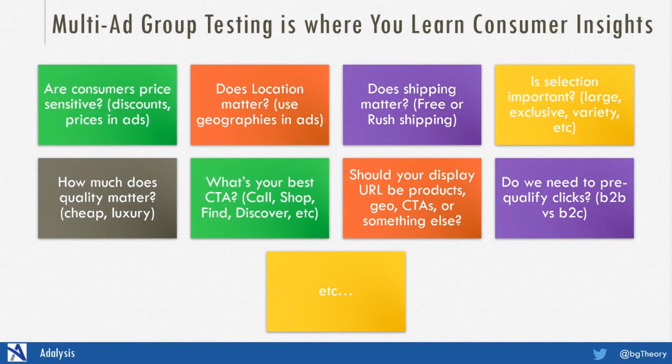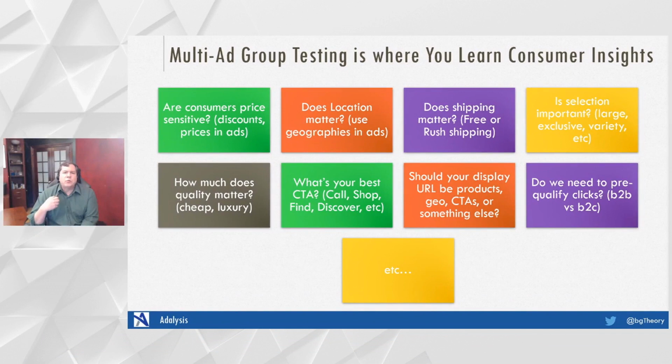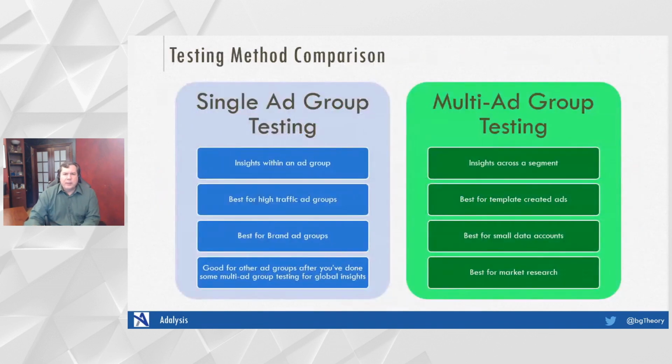But multi-ad group testing, really underused. It's your chance to really learn more about users. Are they price sensitive? Does location matter? Does shipping matter? And so forth. So think about different testing methods. We've got single ad group testing, where we're putting 2, maybe 3 RSAs in an ad group. You can only have 3 RSAs in an ad group. And it gives you the best insights for the targeting method in that ad group.